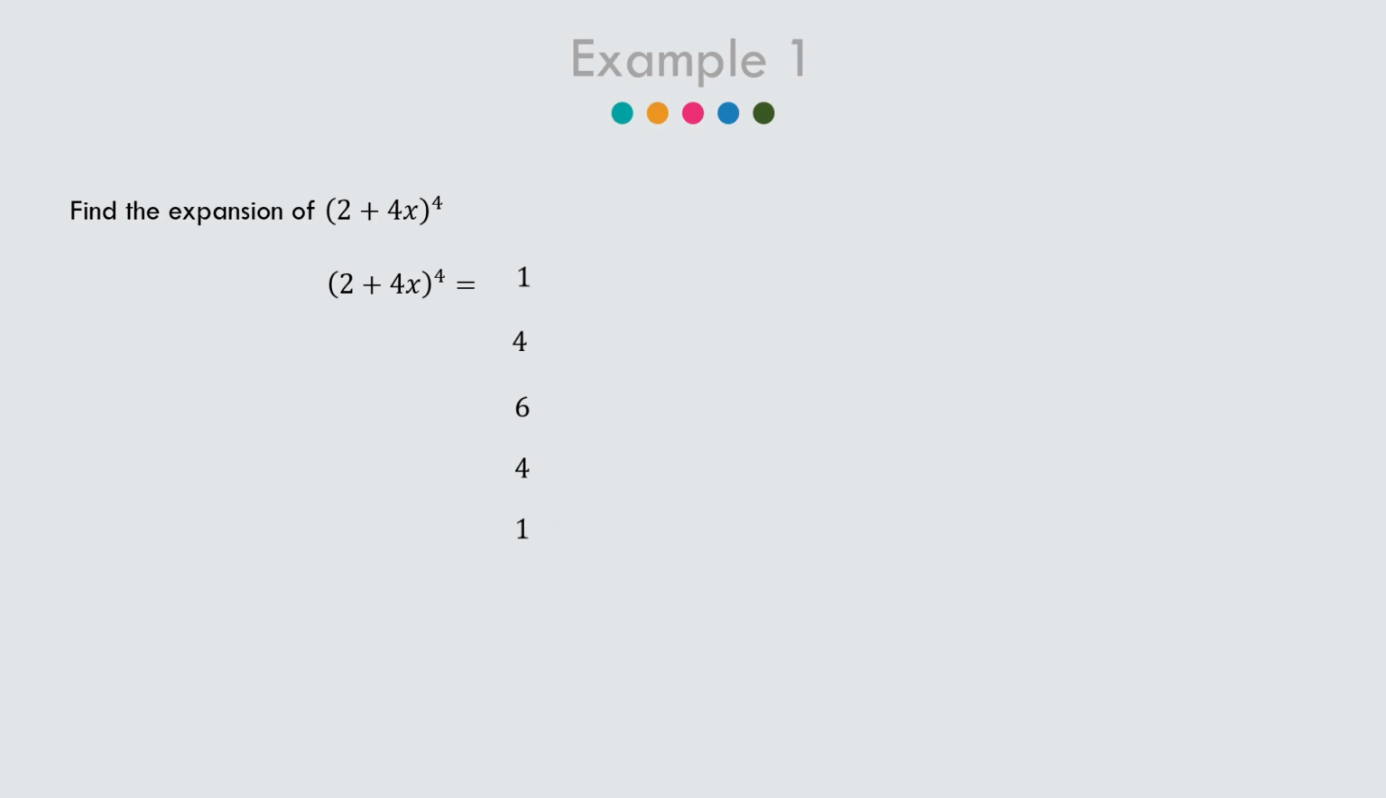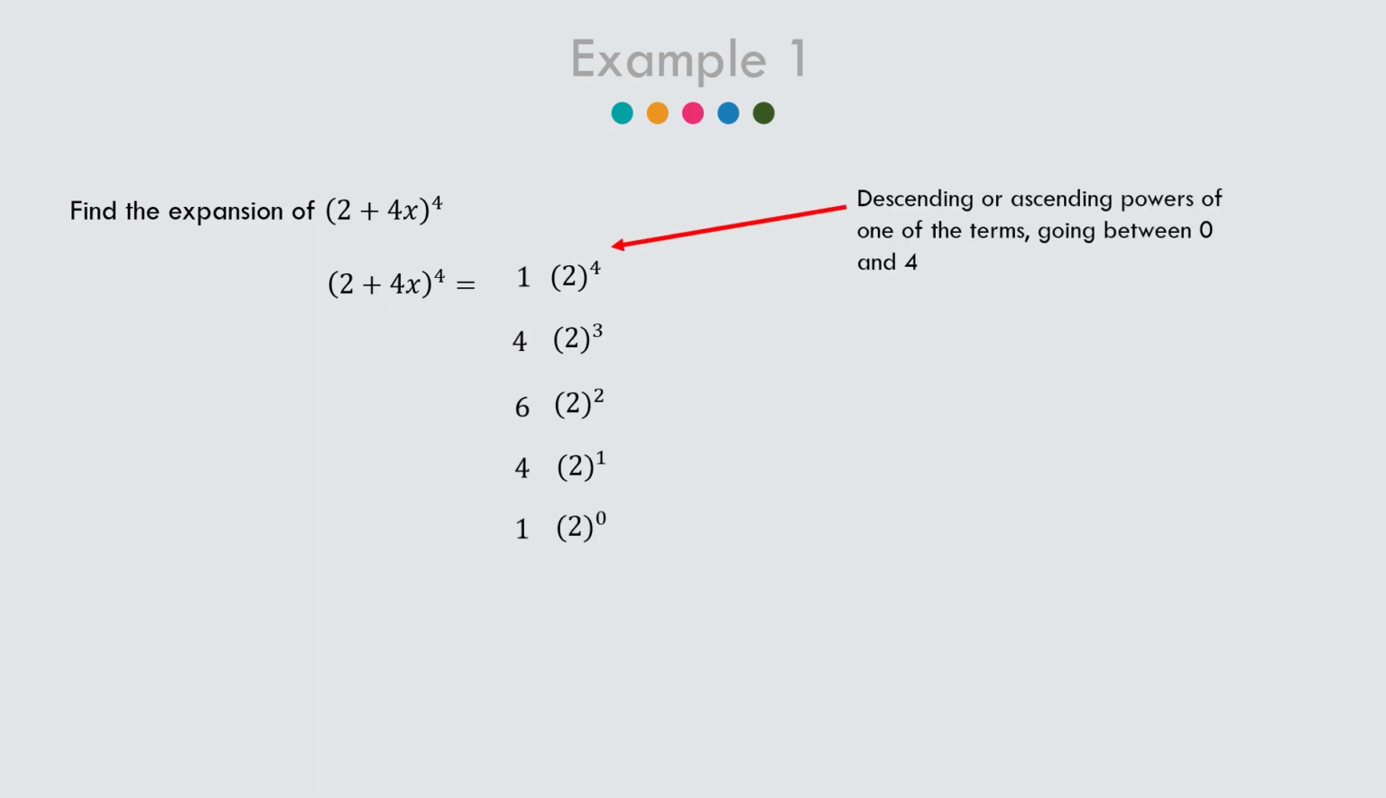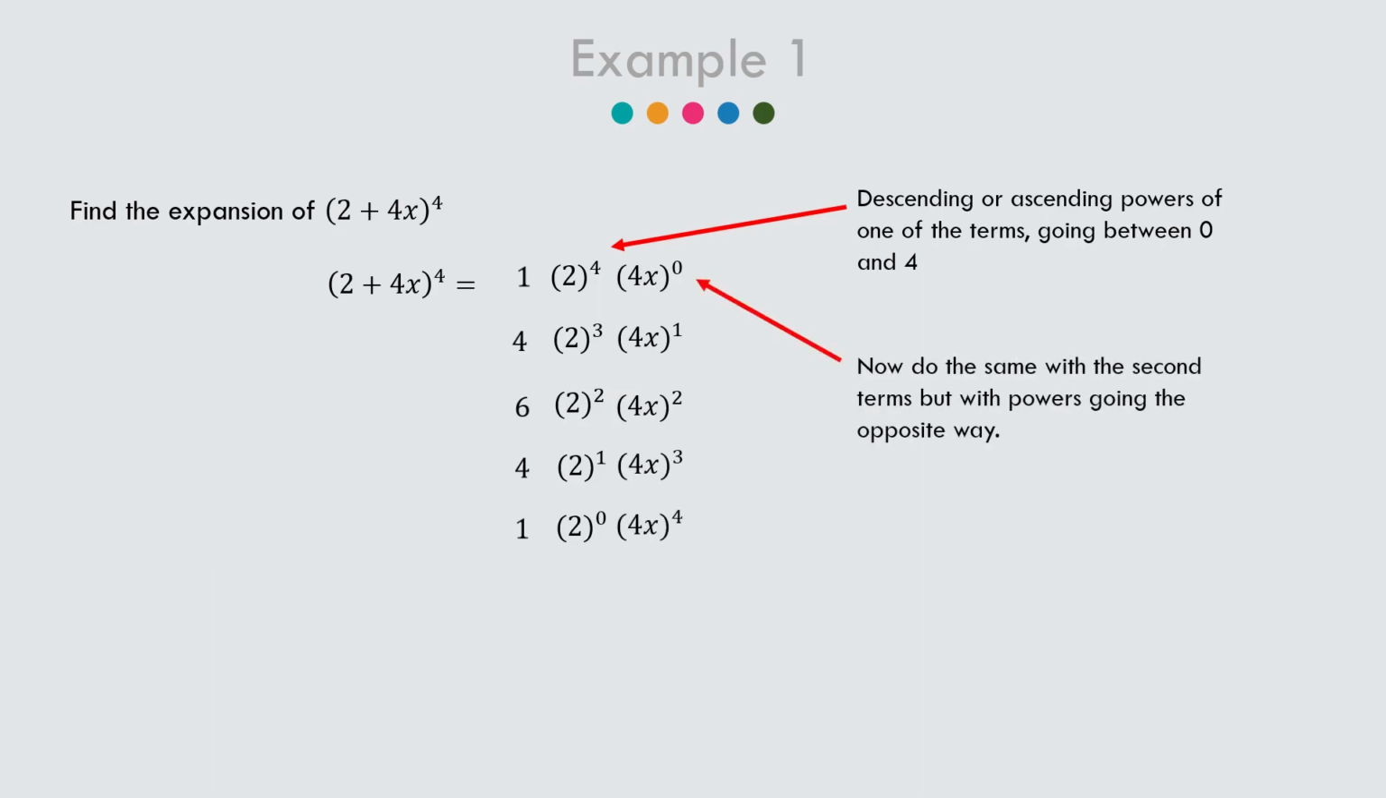Next, we take our value for a, which is 2, the first value in our brackets, and write that in descending powers. Then we take our value for b, which is 4x, the second value in our brackets, and write that in ascending powers. Finally, we need to simplify each part by multiplying. So in the first row, 1 multiplied by 2 to the power of 4, and remember, 4x to the power of 0 is just 1. So really, it's 1 multiplied by 16 multiplied by 1, which of course is 16.